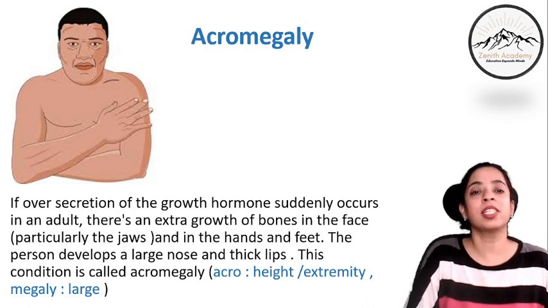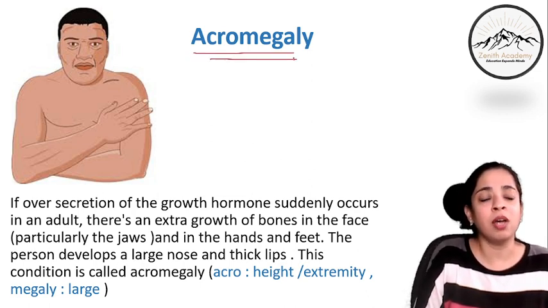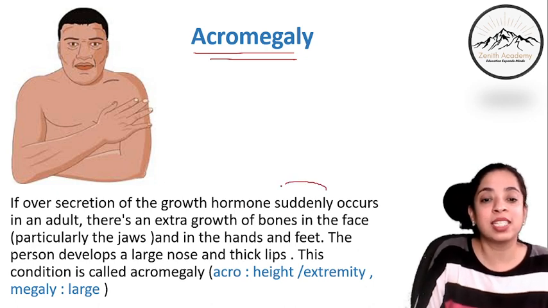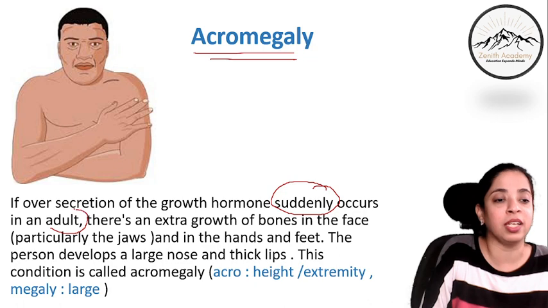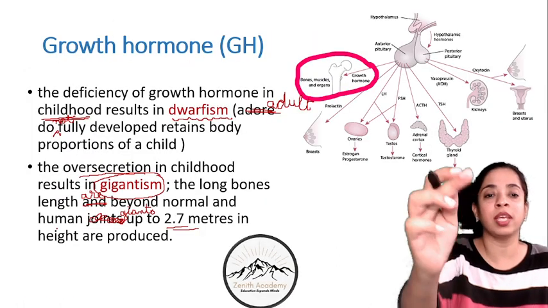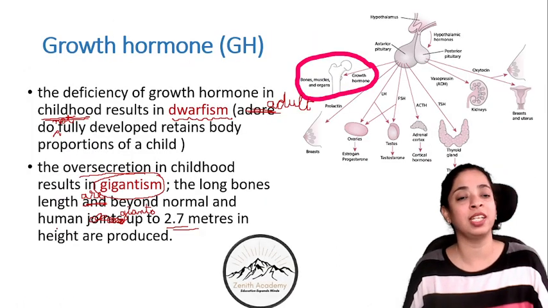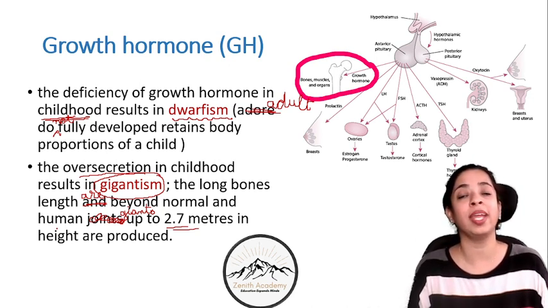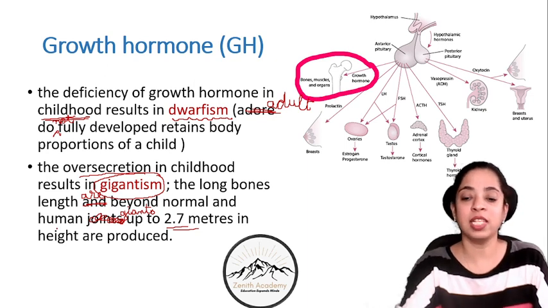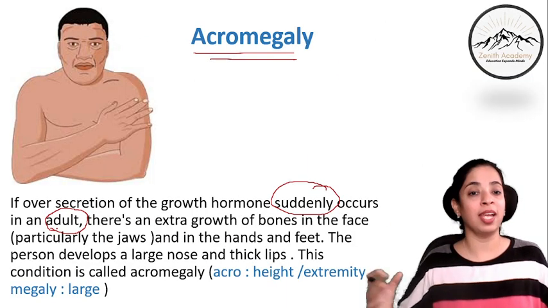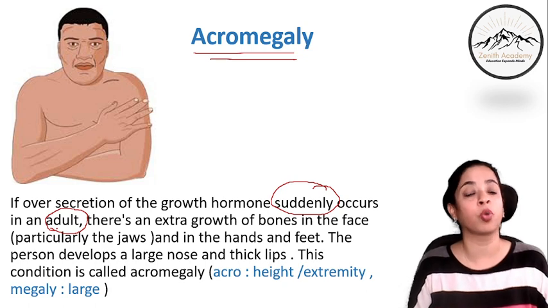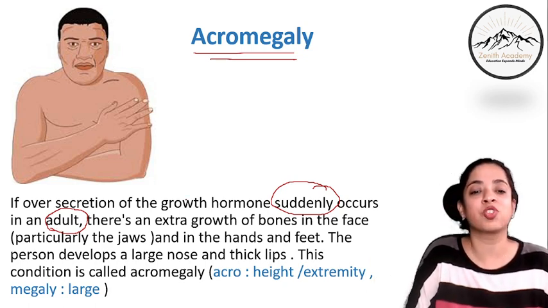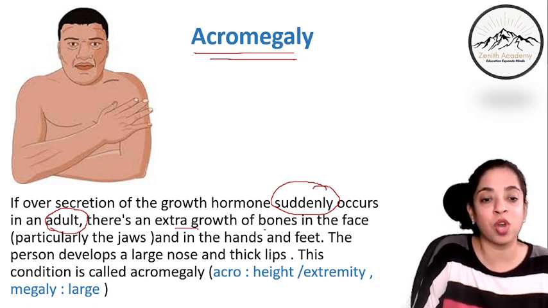Then what is acromegaly? Now children, please remember, if the oversecretion of the growth hormone suddenly occurs in an adult. The first two things that we studied, dwarfism and gigantism, were the deficiency of growth hormone and the oversecretion of growth hormone in childhood. Whereas when you are a fully grown adult and suddenly there is an oversecretion of growth hormone, then there is an extra growth of bones in the face, particularly the jaw.